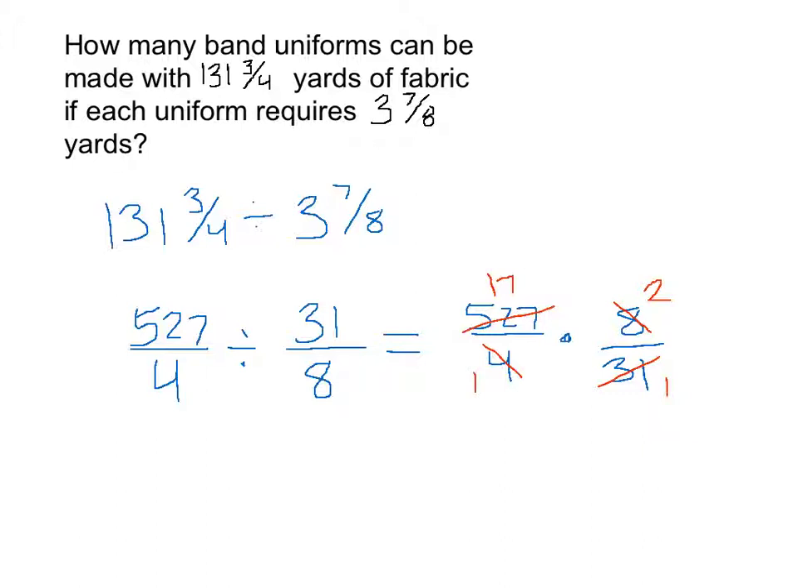So what I'm going to do now is multiply the top numbers, multiply the bottom numbers. That's going to get me 34 over 1, or just 34. So the answer is 34 uniforms can be made with this many yards of fabric.